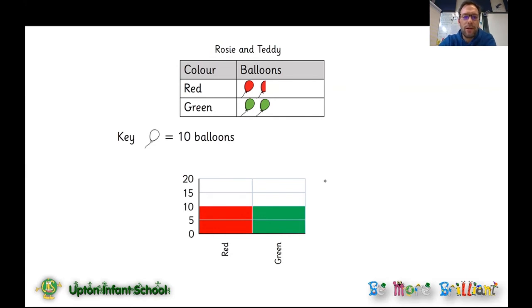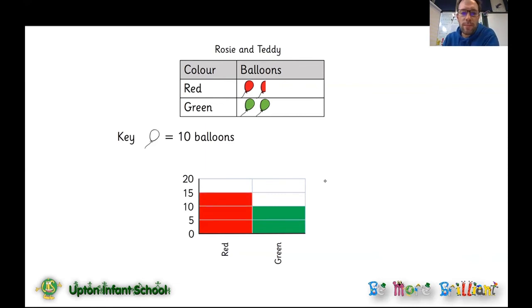Okay, well, let's have a little look. So in our key, it says a picture of a balloon equals 10 balloons. So for the red ones, I've got 10 and I've got half a balloon. So that means 5. So I've got 10 and 5. So there's 15 balloons altogether. And actually, on my block diagram, I've coloured in 2 blocks, but each of those blocks is going up in 5s. It goes 5, 10. So I need to colour in all the way up to 15. So I need to colour in 1 more block.